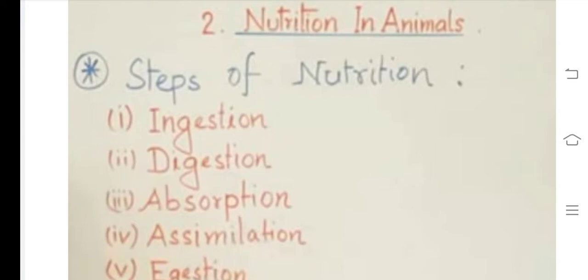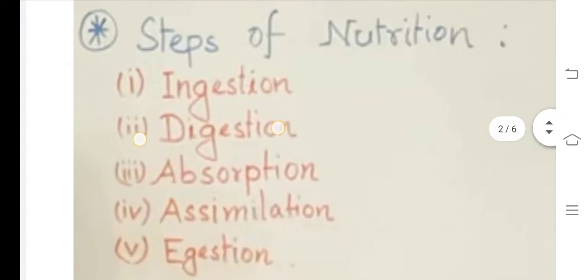Various animals have different organs for ingestion. For example, we humans chew the food and swallow the food. But herbivores quickly swallow the leaf or plant, etc. Right? Next step is digestion.